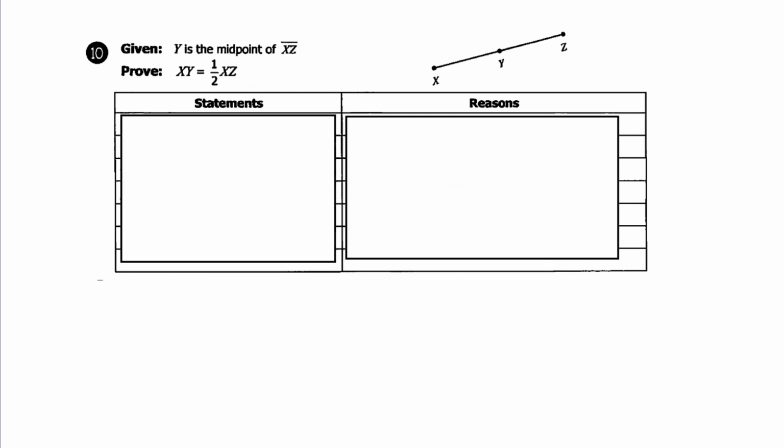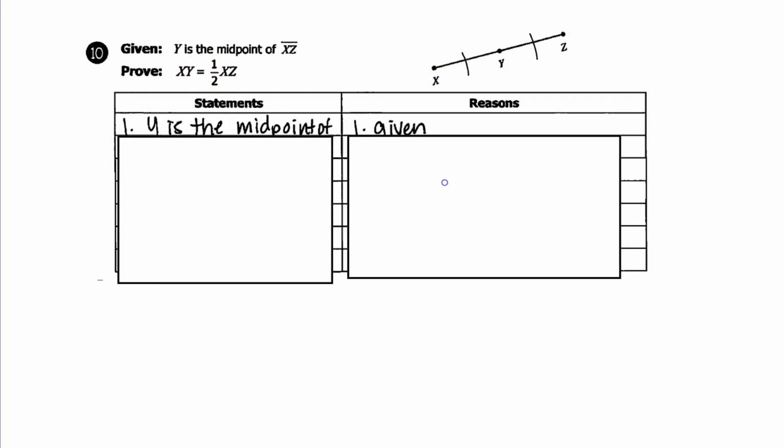All right, here is number 10. We are given nothing, right? So we have to do it all from scratch. So let's talk it out here. You could try 10, 11, and 12 and pause me if you want, and then come back and check it out. But Y is the midpoint of XZ. So if Y is the midpoint, these two are congruent. And it wants you to prove that XY is equal to 1/2 of XZ. Right? So first thing we're always going to do is write our given down.